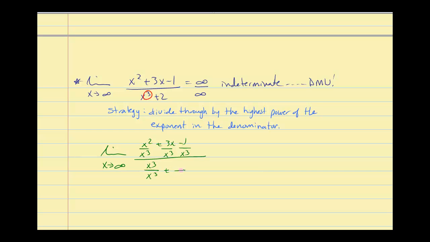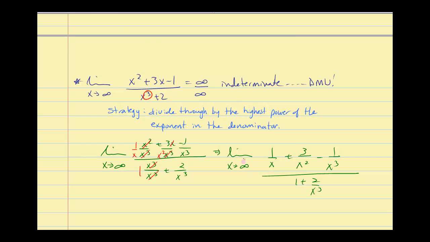Every single term. Can't skip any of them. And then we start to simplify. Well, x cubes cancel here and leave me with a 1. Here I have x squared over x cubed, which leaves me with 1 over x. Here I'm left with 3 over x squared, and I can rewrite my limit. So I'm left with the limit as x approaches infinity of 1 over x plus 3 over x squared minus 1 over x cubed all over 1 plus 2 over x cubed.